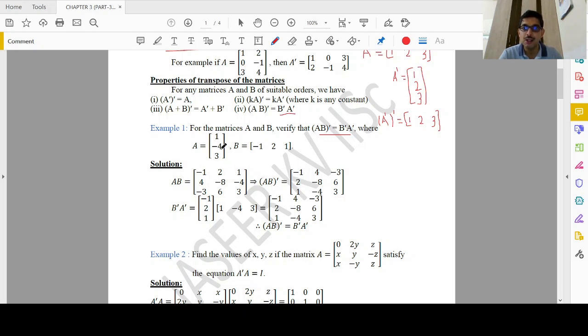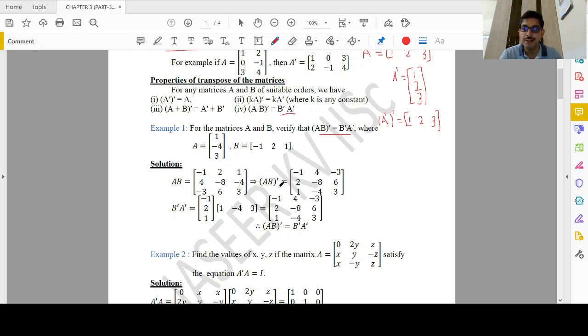Here A is a 3 by 1 matrix and B is a 1 by 3 matrix, so the product AB will be a 3 by 3 matrix. After finding the product AB, you need to find the transpose of AB. That is, you just need to interchange the rows and columns of AB. The first row in AB will become the first column in AB dash, the second row in AB will become the second column in AB dash, and the third row in AB will become the third column in AB dash.